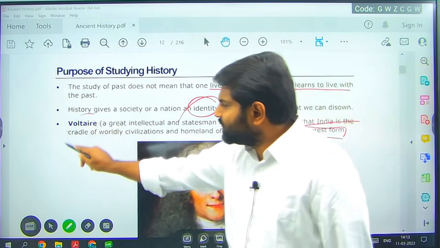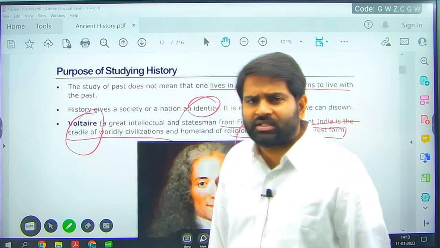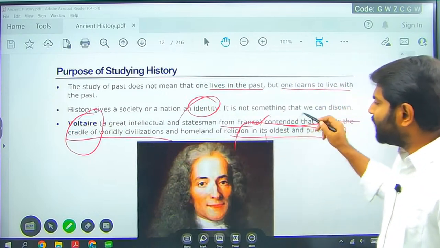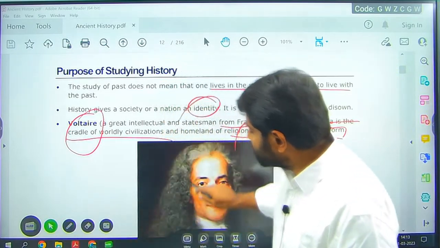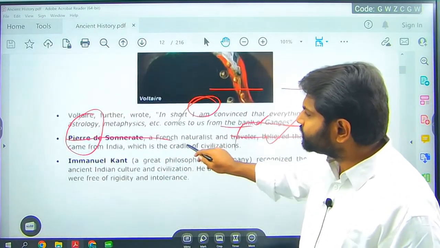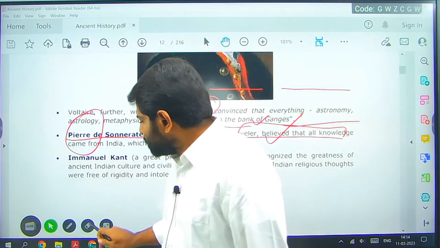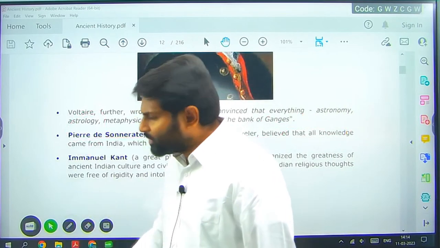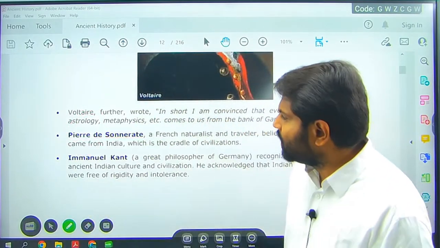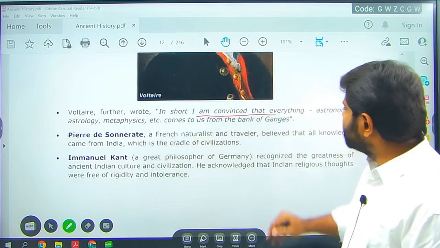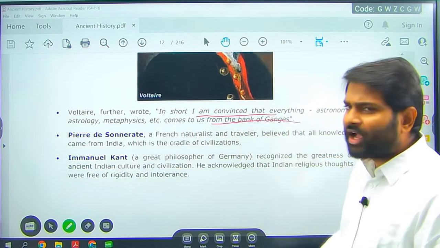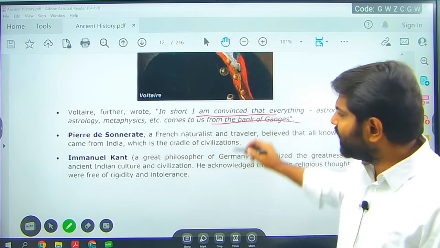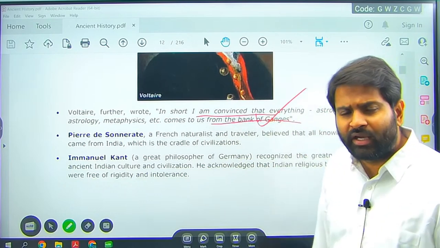So, Voltaire is clearly saying that India is the cradle of worldly civilization and it is the homeland of religion in its oldest and purest form. So, those primitive religions persisted here. We are trying to understand who said what about history, especially about Indian history. Voltaire further wrote, in short, I am convinced that everything, astronomy, astrology, metaphysics, comes to us from the banks of the Ganges.